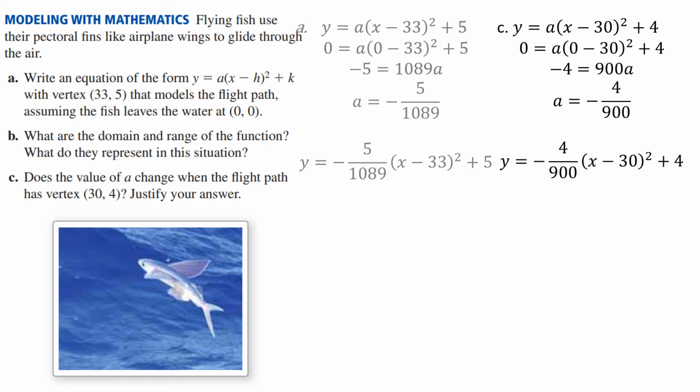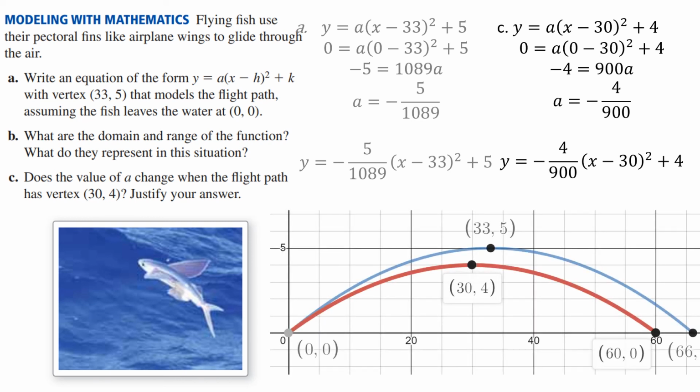We plug in our equation, and when we graph these two, we can try to make some sense out of this. If the original function had a vertex of (33, 5), then we should go from (0, 0) over to (66, 0). If our new function has a vertex at (30, 4), then we should go from (0, 0) to (60, 0).